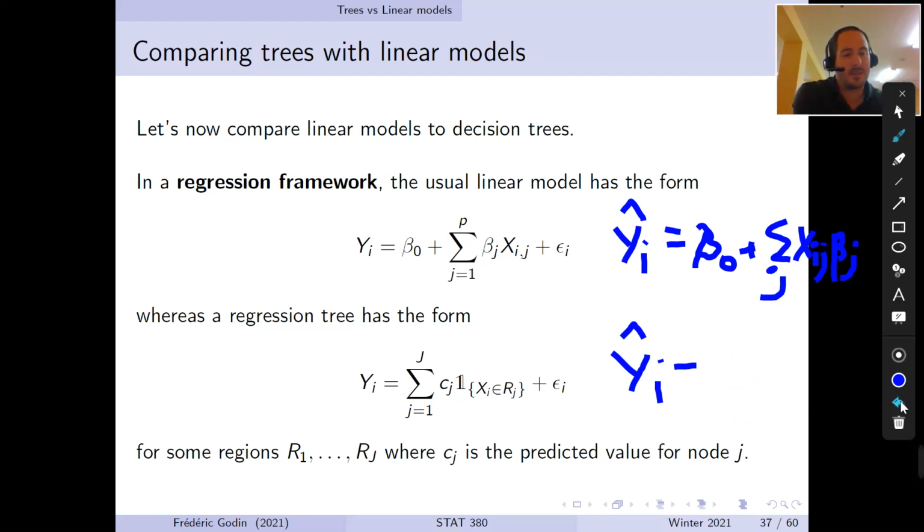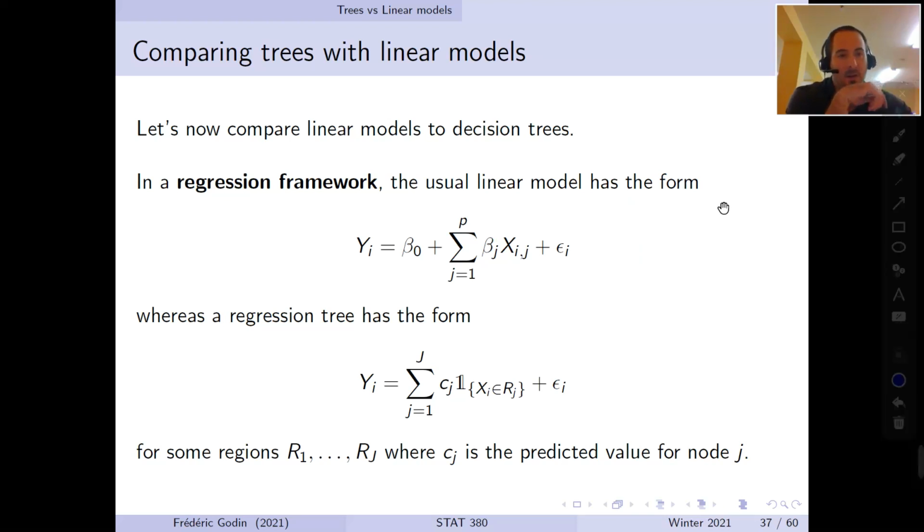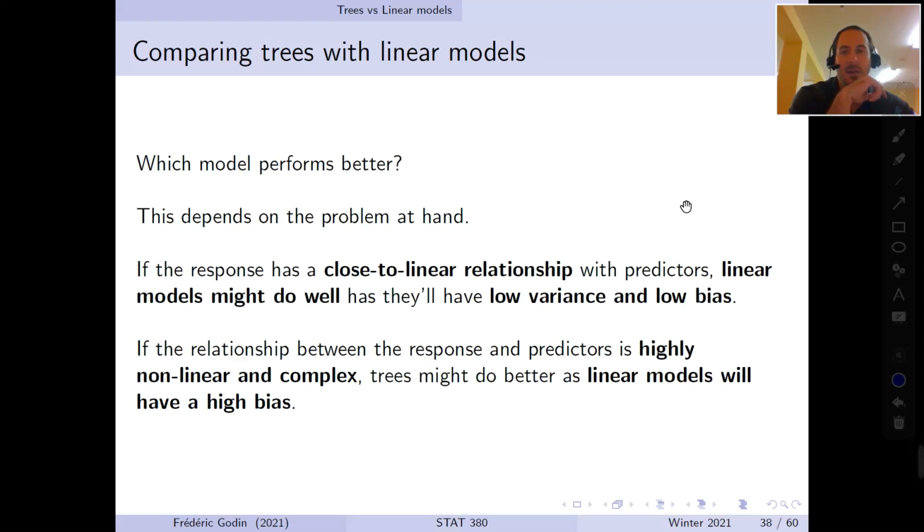So we've now discussed this parallel, but a question we might ask ourselves in practice is which one is better? Is there a better model among linear models versus decision trees? Well, there's no single answer for this question.